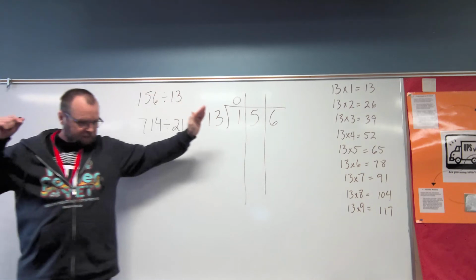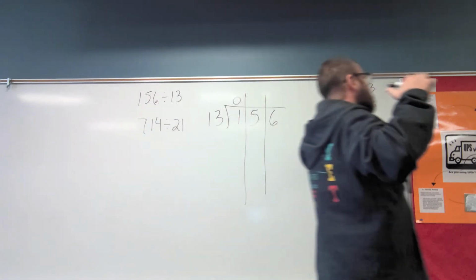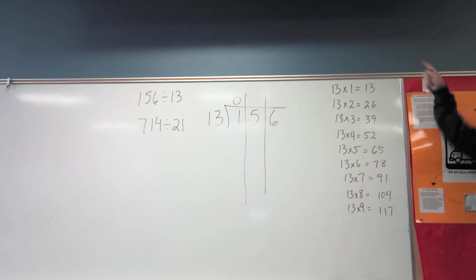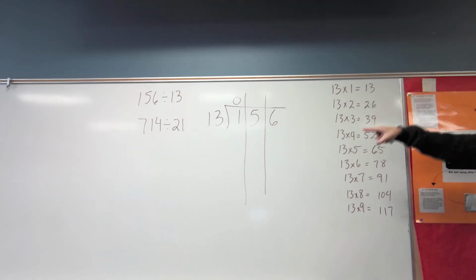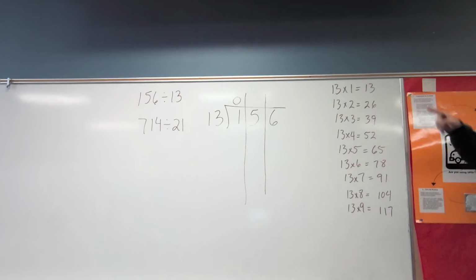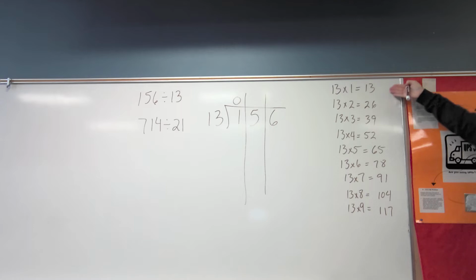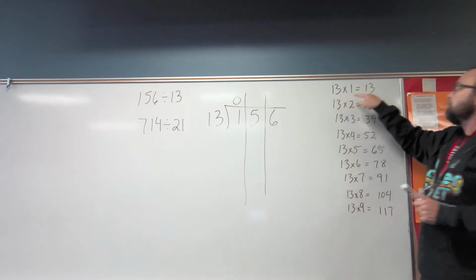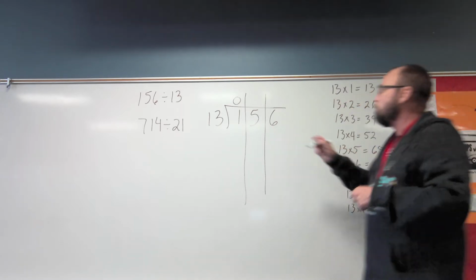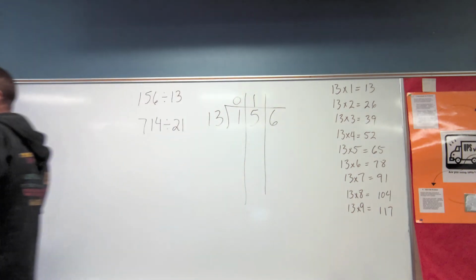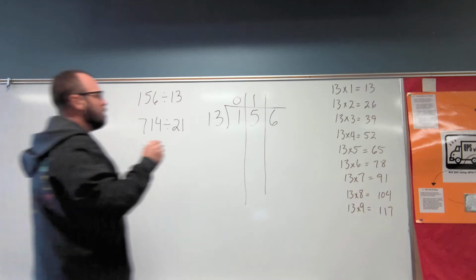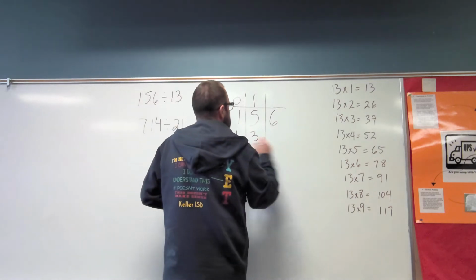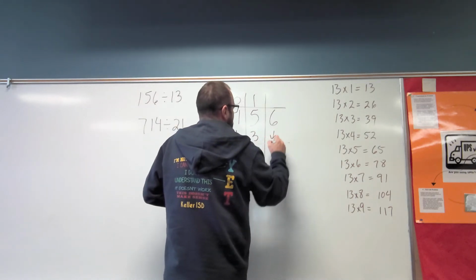Yes. Now I need to come over here and look. I need to get as close to 15 in my multiples as I can without going over. So I have 13, I have 26. 26 is too big. So I have 13. 13 times 1 is 13. I'm only putting one digit at a time up there. Once I put a digit at the top, I've got to put something below and subtract. And I get 2, then I bring down my 6.